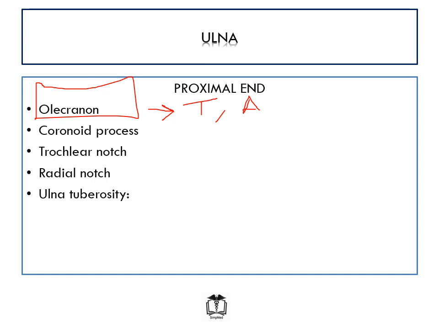The next landmark of the ulna is the coronoid process. The coronoid process of the ulna tends to be directly in contact with the coronoid fossa of the humerus, as I showed you guys before, and that's what is related to it.